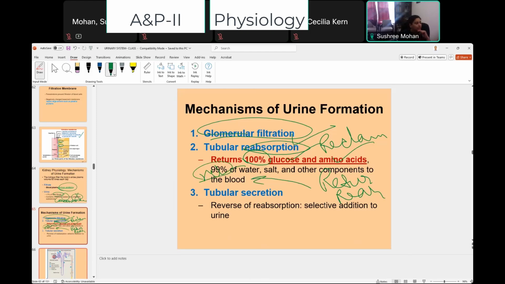Then is tubular secretion. That is the reverse of reabsorption. It is addition to the urine. Any other bad substances like drugs or alcohol or chemicals or some harmful agents or coloring food products and all those things, those are added back into the urine. That is tubular secretion. That's the reverse of reabsorption.